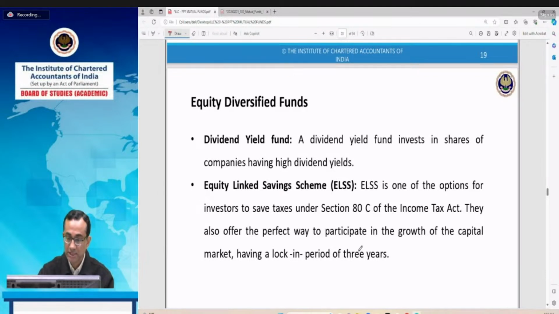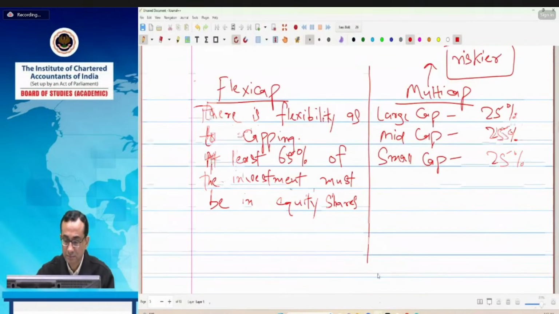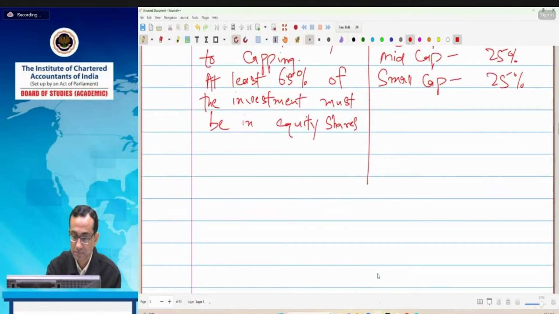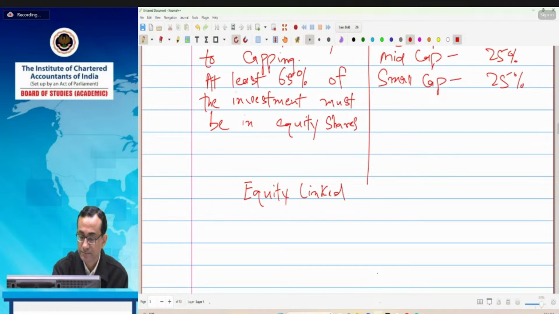Now come to ELSS. This is again one of the most popular schemes of mutual funds, equity linked savings schemes. ELSS is one of the options for investors to save taxes under 80C of the Income Tax Act. They offer a perfect way to participate in the growth of the capital market, having a lock-in period of 3 years. So I will take some time to explain this ELSS. This is equity linked savings scheme.